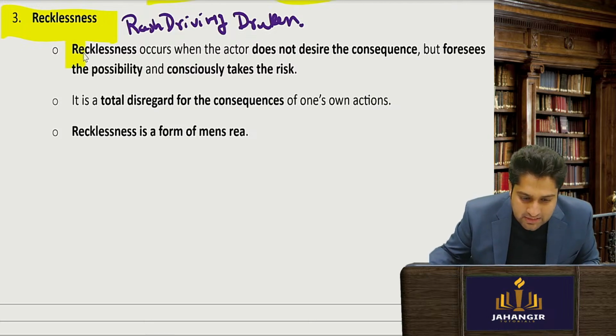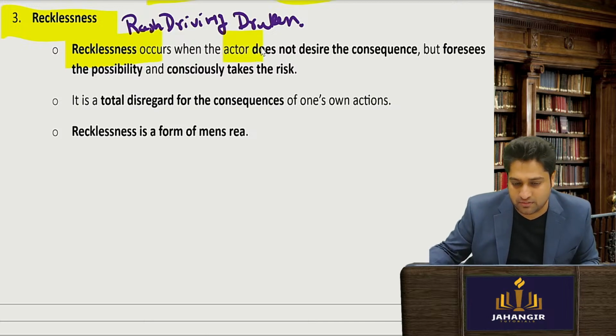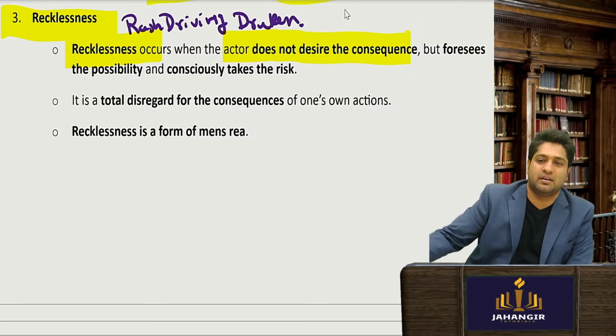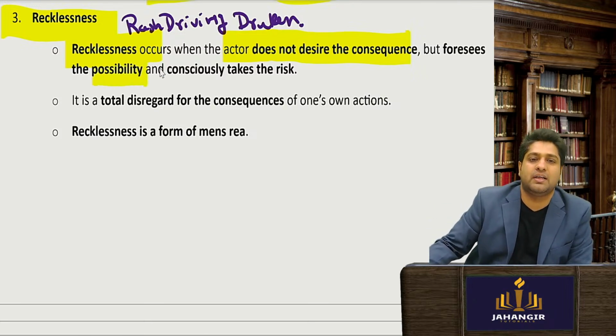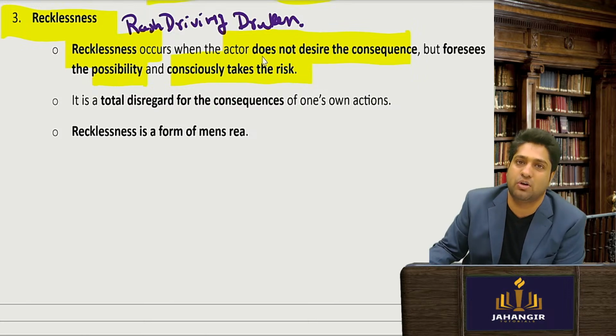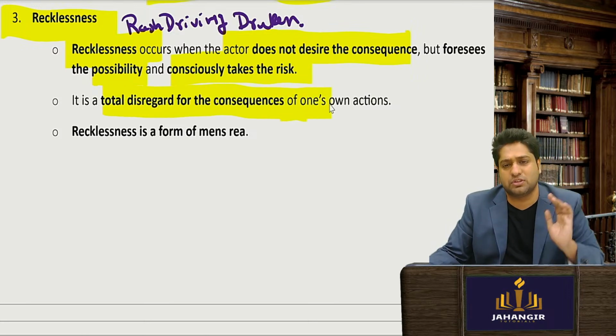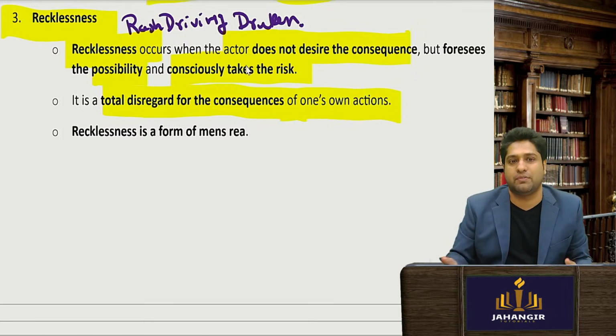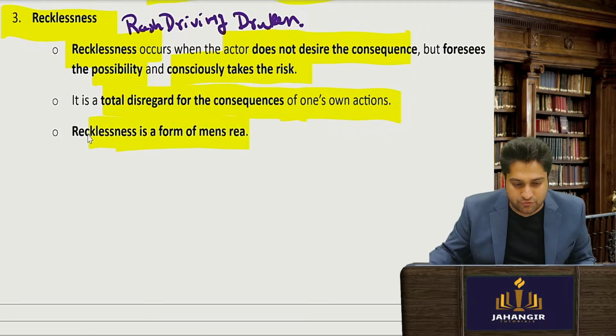So recklessness occurs when the actor, the person, does not desire the outcome. The drunken person didn't want to kill anyone, but he knows that drinking could potentially cause a loss to someone, and that happened. Okay, total disregard of the consequences of one's own action is recklessness. You don't care what will happen with your action. Recklessness is a form of mens rea.